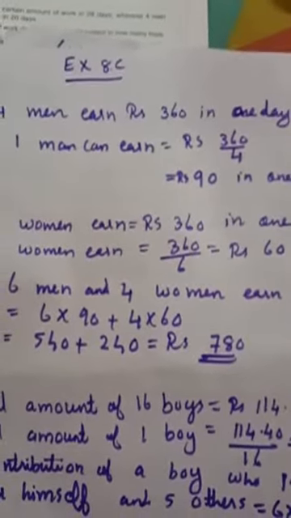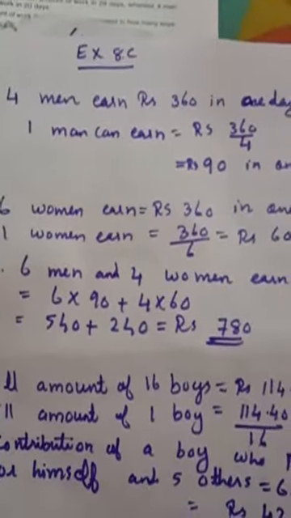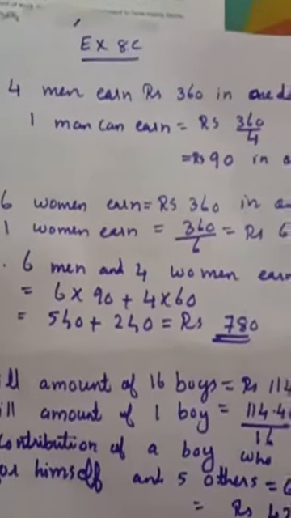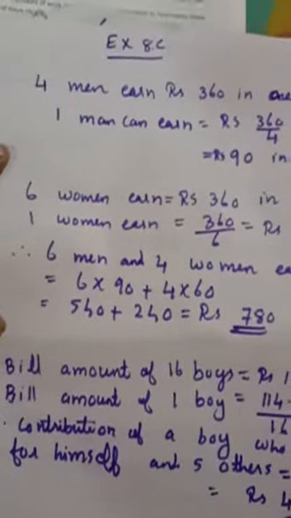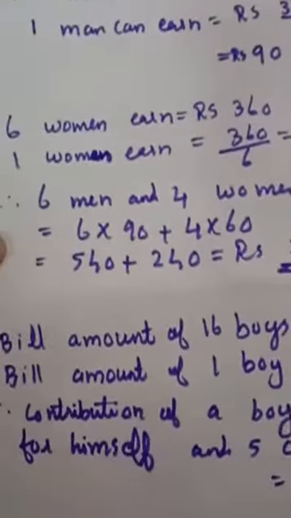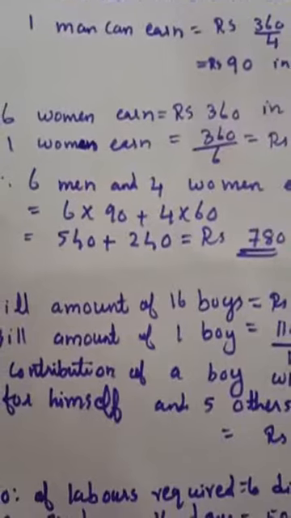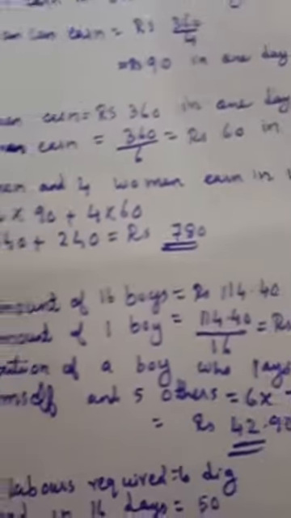Same way, 6 women can earn rupees 360 in one day. 4 men or 6 women, they are telling. So 6 women earn rupees 360 in one day, so one woman earns 360 by 6, rupees 60 in one day. Okay, so 1 man earns rupees 90, 1 woman earns rupees 60.